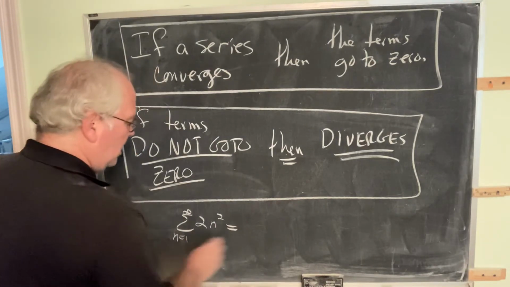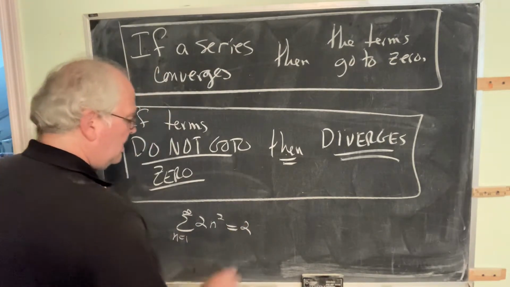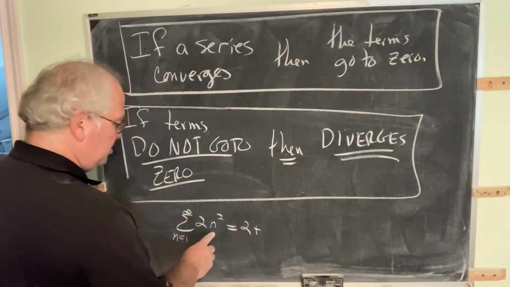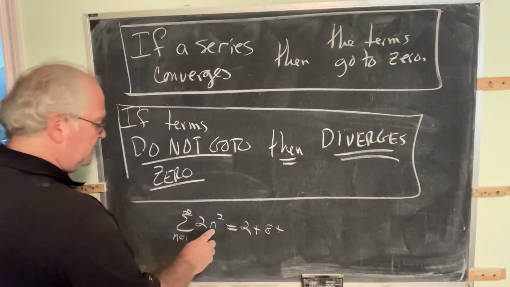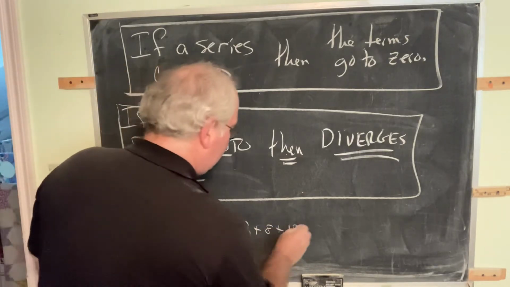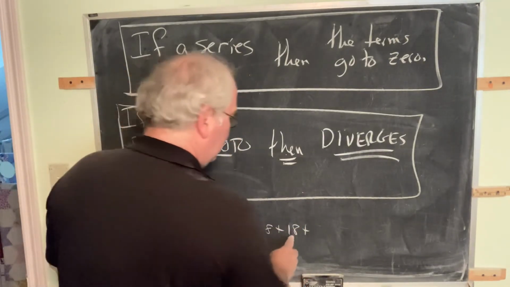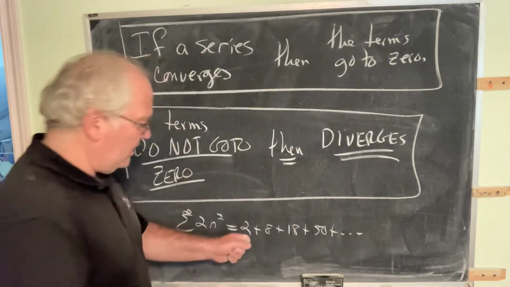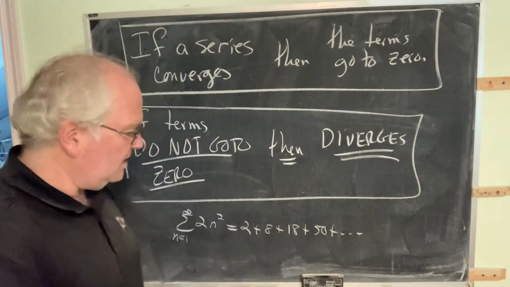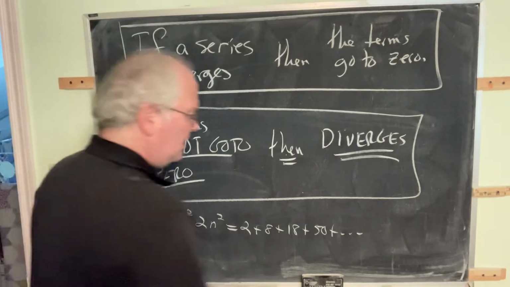That's when n equals 1, this is 2. Plus when n equals 2, this is 2 times 4, which is 8. When n equals 3, this is 2 times 9, which is 18. Plus 50, plus, and so on. It is very clear these terms are not going to zero. If that's not clear, here it makes it even clearer.